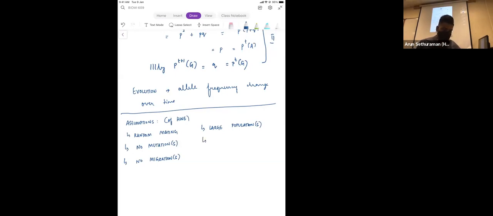Another assumption we're going to make is no selection. So in other words, one allele is not better than any other allele, or one genotype is not better than any other genotype. All alleles, all genotypes have the same fitness. So all of population genetics really, at least theoretically, talks about deviations from Hardy-Weinberg equilibrium.